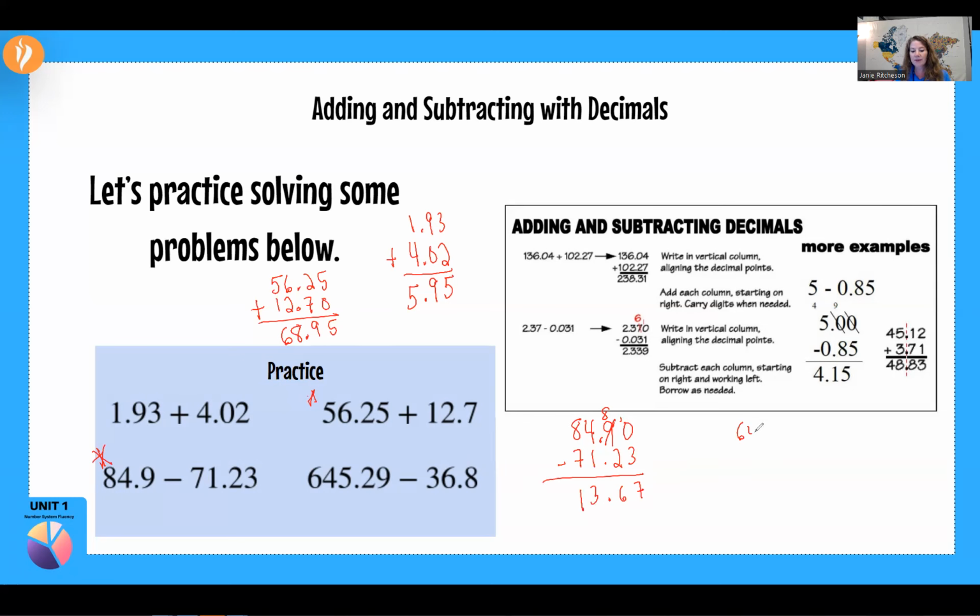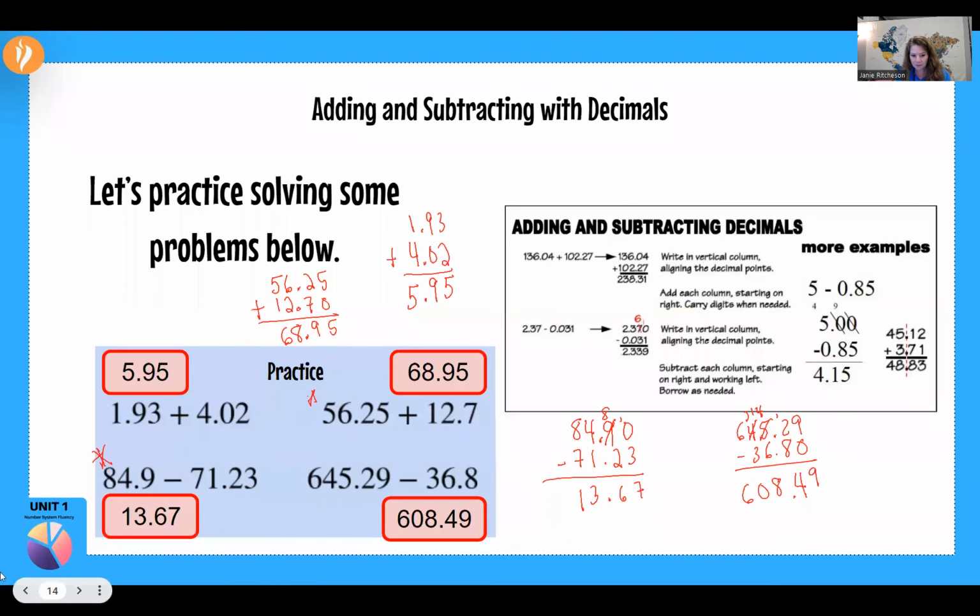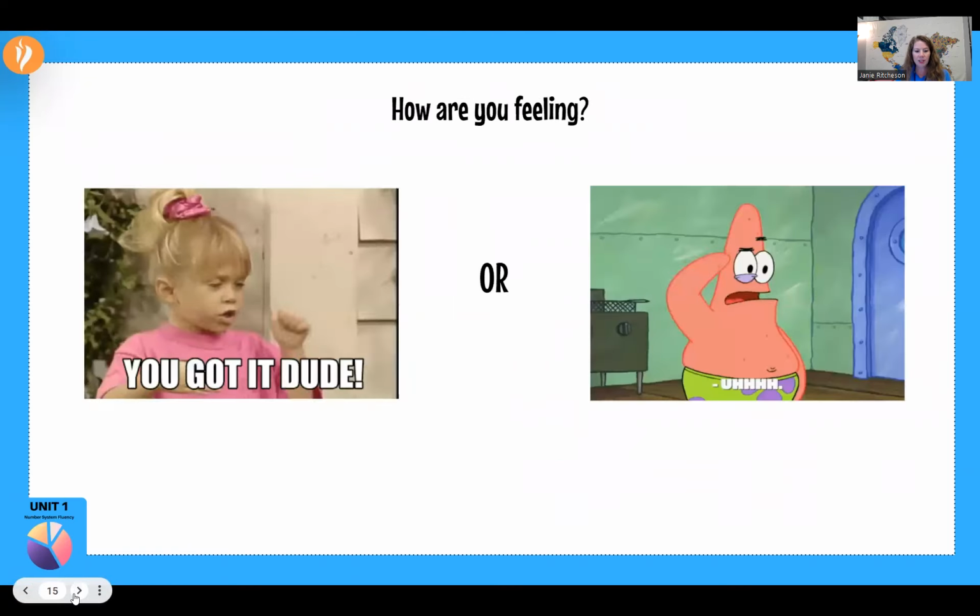And then the last one, we have 645.29 minus 36.8. And the final answer is, let's see, 4, 8, 0, and 6. All right, how'd you guys do? I hope you got them all right. There we go. There's our correct answers. All right, moving on.